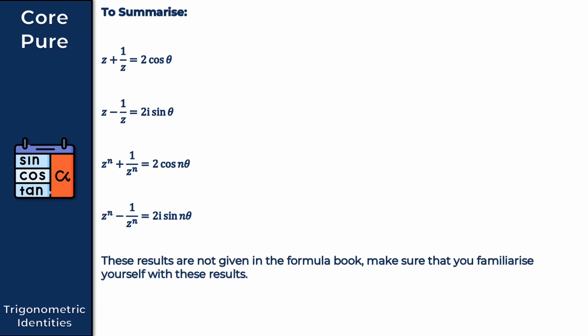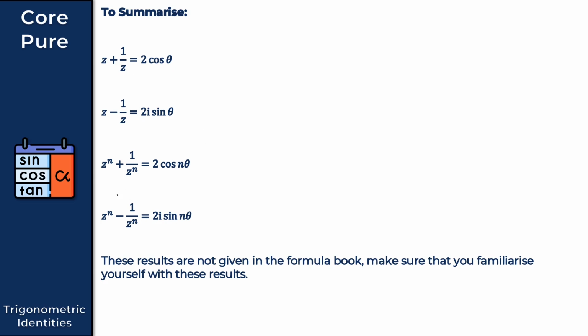Okay. Now, these results are not given in the formula book, so just make sure that you familiarize yourself with these results, or just familiarize yourself with how to derive these results. What I would recommend here is just remembering, for example, z plus 1 over z and z minus 1 over z. So, for example, 2 cos theta and 2i sine theta.